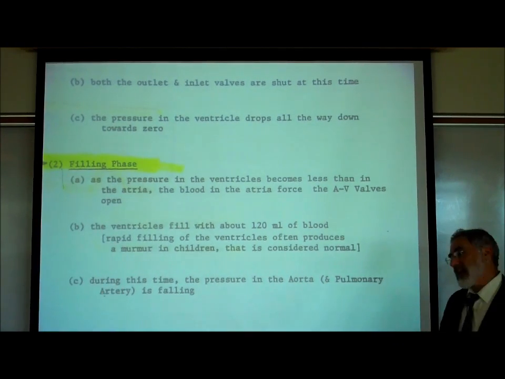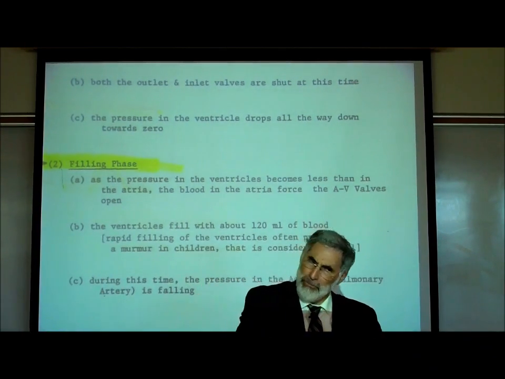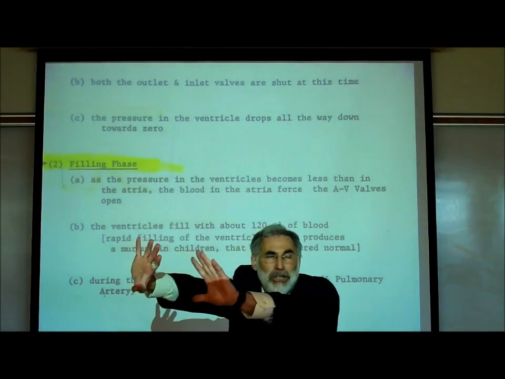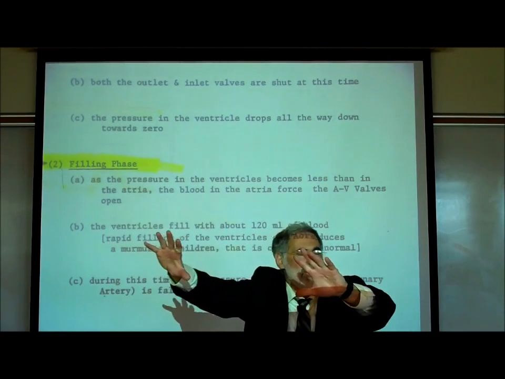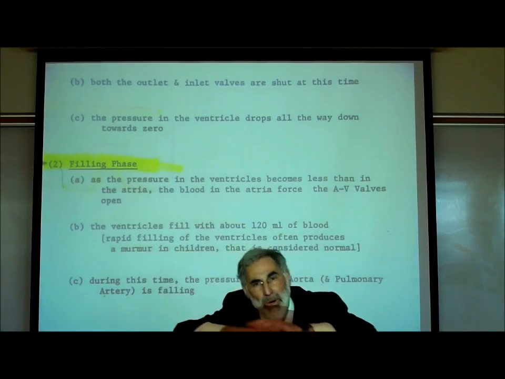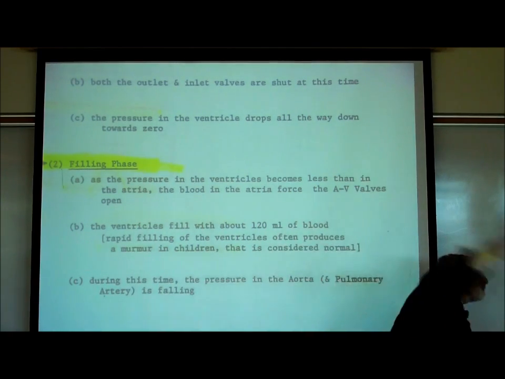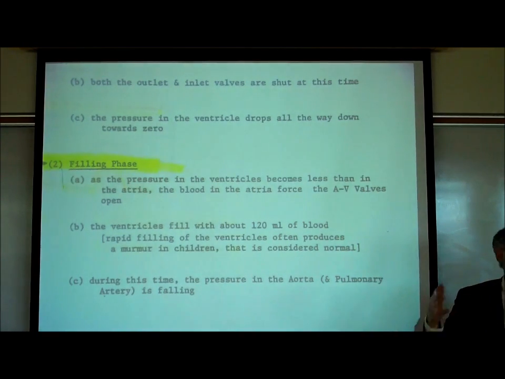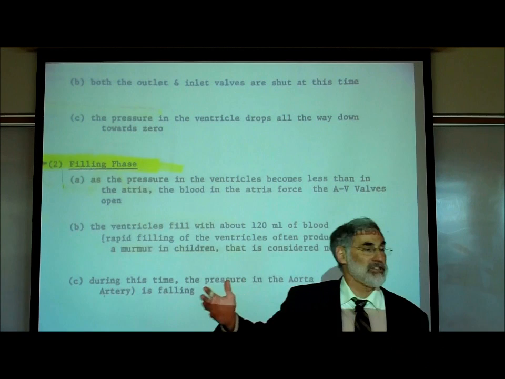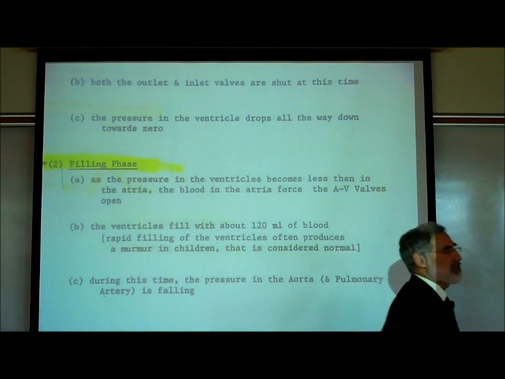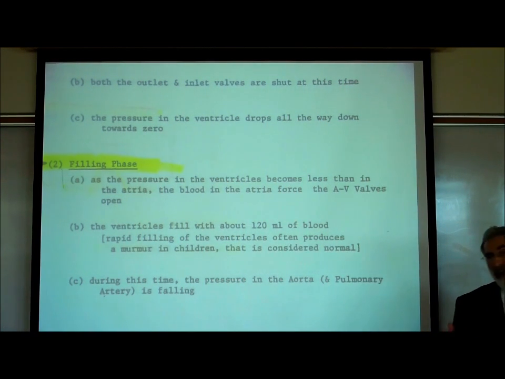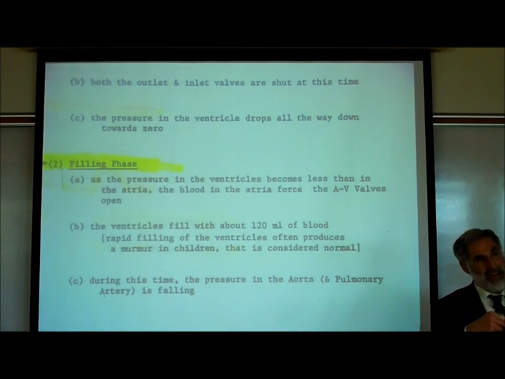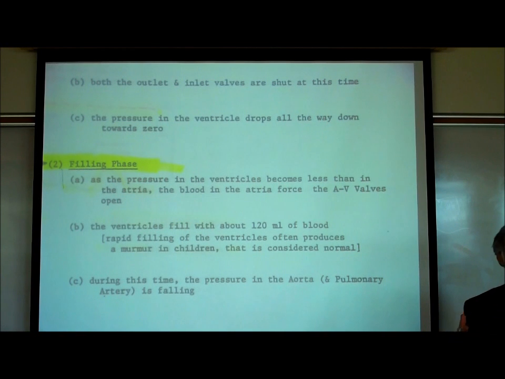Now, in fact, there's commonly such rapid filling, as all that blood that had accumulated in the atrium while the ventricles were busy contracting rushes into the ventricle when the AV valve opens, that it can create a murmur, especially in children, just because of the rapid refilling of the ventricle with blood. This is found not uncommonly in children. Doctors are aware of that. And usually it goes away as their heart grows bigger, as the person grows older.